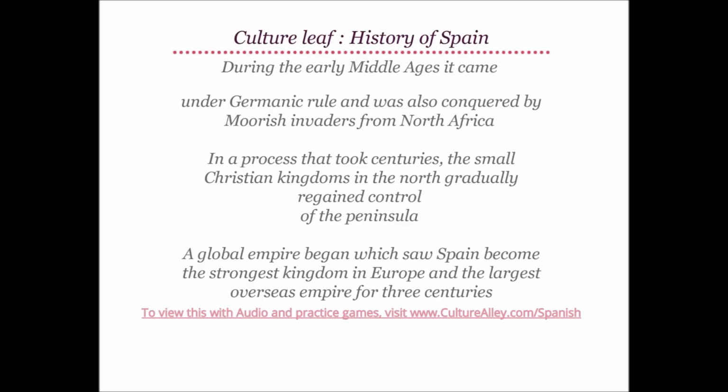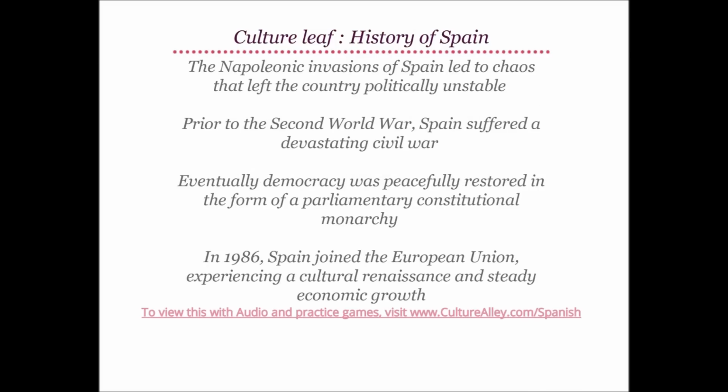A global empire began which saw Spain become the strongest kingdom in Europe and the largest overseas empire for 3 centuries. The Napoleonic invasions of Spain led to chaos that left the country politically unstable. Prior to the Second World War, Spain suffered a devastating civil war. Eventually, democracy was peacefully restored in the form of a parliamentary constitutional monarchy. In 1986, Spain joined the European Union, experiencing a cultural renaissance and steady economic growth.